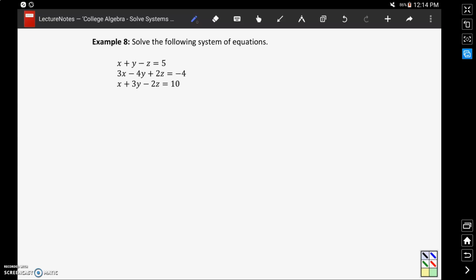In example 7, we're able to skip over one step because our first entry in row 3 was already a 0, so we had a little bit less work to do. That's not going to be the case with this system of equations, but we do want to look at how we can accelerate this process of solving systems using matrices.